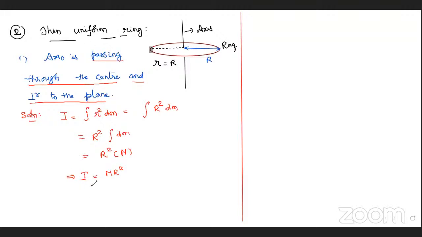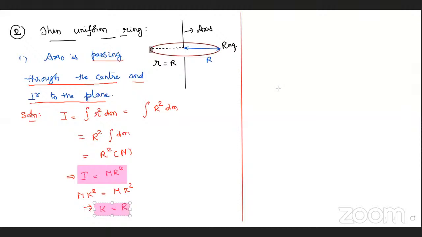So as the next quantity we have the radius of gyration, k. For radius of gyration, I is equal to m k square. Since m r square equals m k square, cancel, I am getting k equals r. That is the moment of inertia, and this is the radius of gyration about the given axis. Very good.